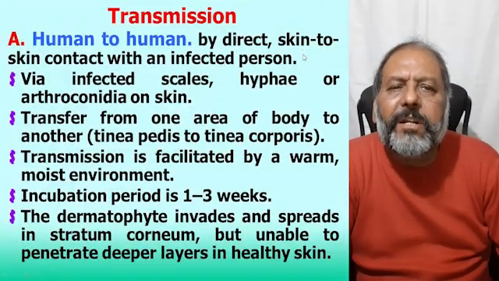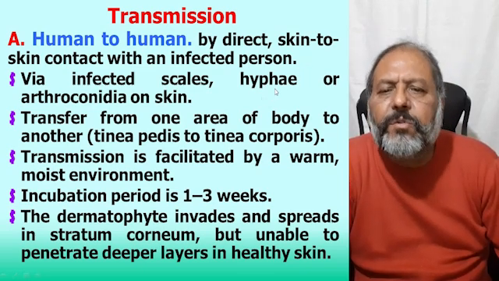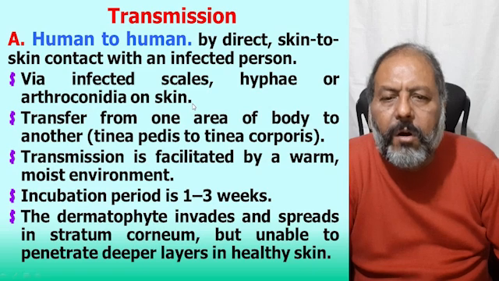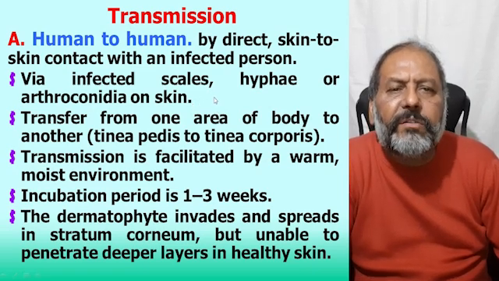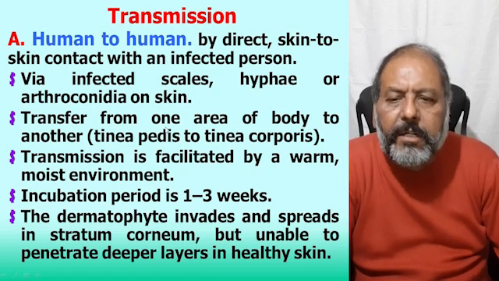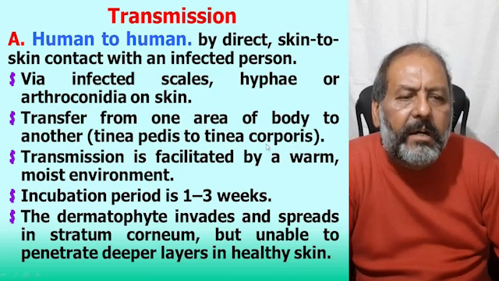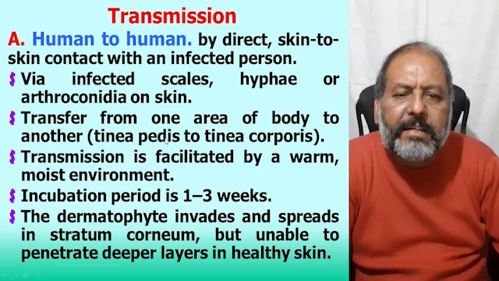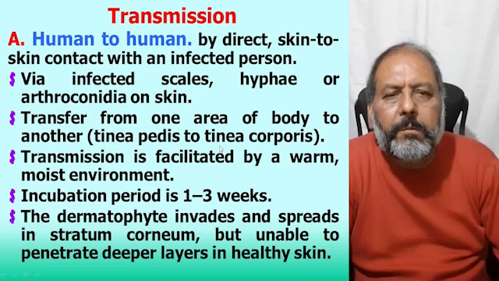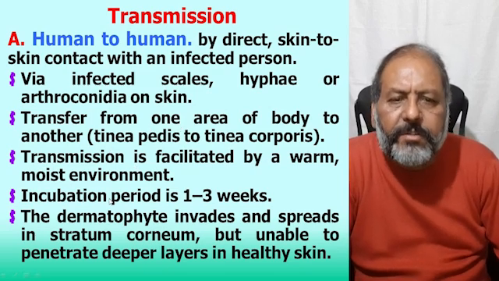Now, transmission of the disease. Number one is human to human, by direct skin to skin contact with an infected person via infected scales, hyphae, or the arthroconidia on the skin, which is transferred from one area of the body to another area also. That is, if a person has tinea pedis, that can lead to tinea corporis. Tinea pedis is seen in the foot and that can be transferred to the body part that is called tinea corporis. Transmission is facilitated by a warm, moist environment.